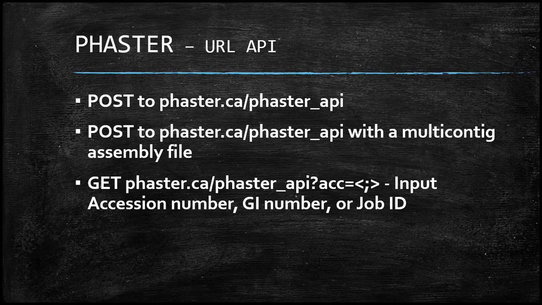The GET function of the PHASTER API allows you to get the status or the results of your job. If a job ID for a submission is given, the status for that submission will be returned, and if the job is complete, it will return the results. The full instructions on how to use the URL API for PHASTER can be found under the Help page.